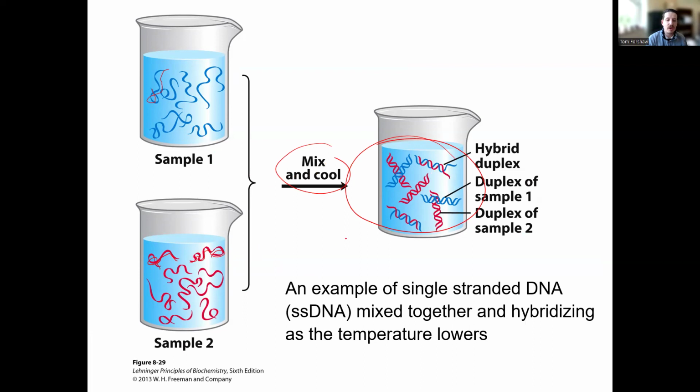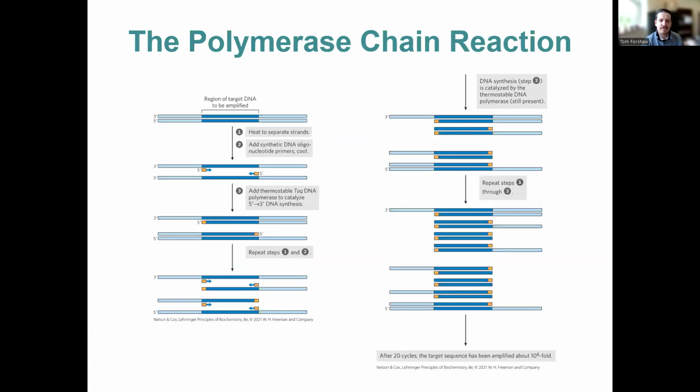And so we can go through the cycle of break apart, come together, break apart, come together, break apart, come together. We can go through that cycle again and again and again. And every time it breaks apart, duplicate it. And then we can do that over and over again in order to amplify, make copies of that region. And this is kind of how it works.